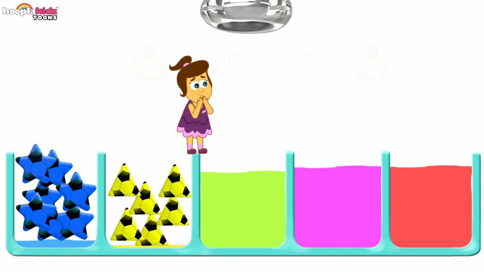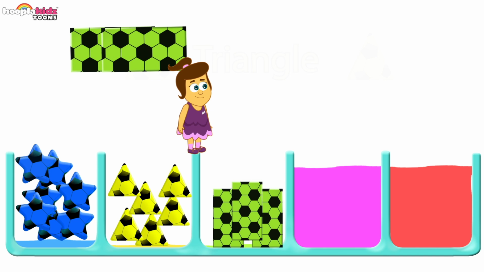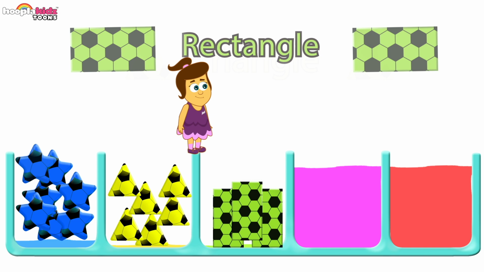Well done! Ooh, what are these? These look bigger than the stars and triangles. They have four sides, two long sides and two short sides. That's right, they are rectangles. Well done! What's going to be next?